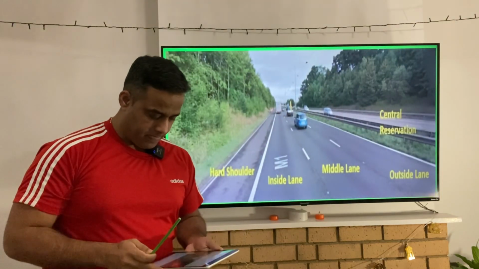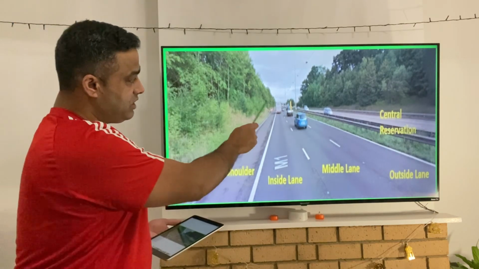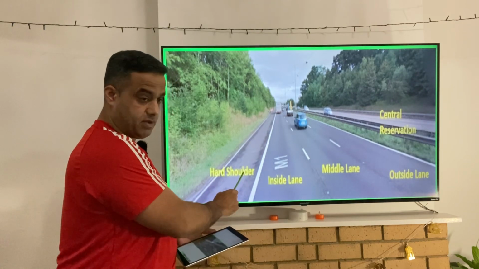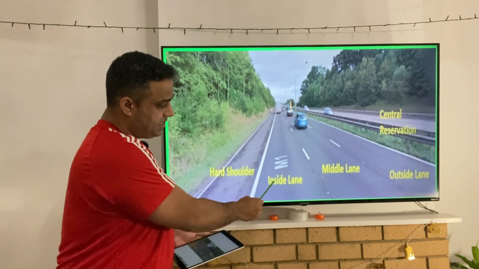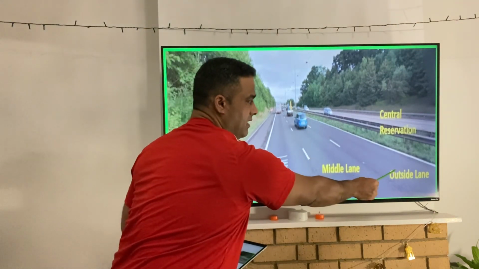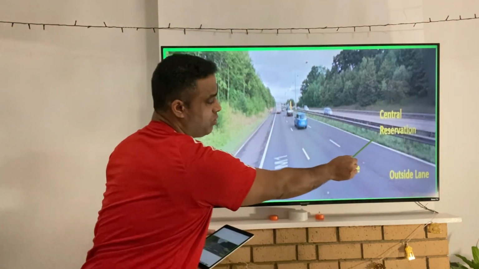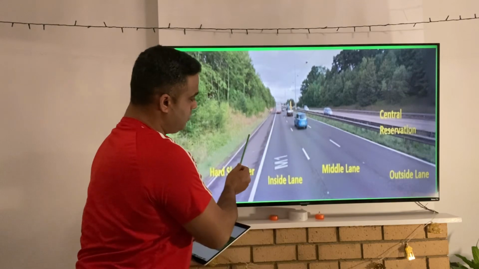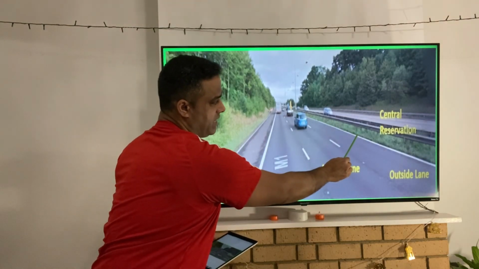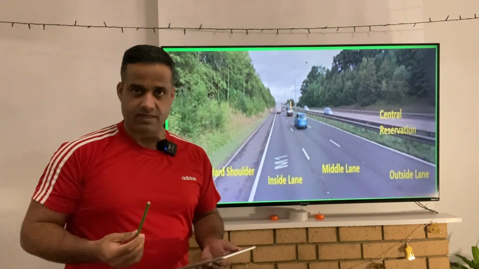Now move to the next step. As I already showed you in the other picture, look at this picture as well. This is a solid white line, okay? This is the hard shoulder. And this is the inside lane, and then this is the middle lane, and this is the outside lane near to the central reservation area. That is the road. So road starts from here up to here. This is the carriageway, from here to there. Lane 1, lane 2, and lane 3. Do you understand that? Okay.